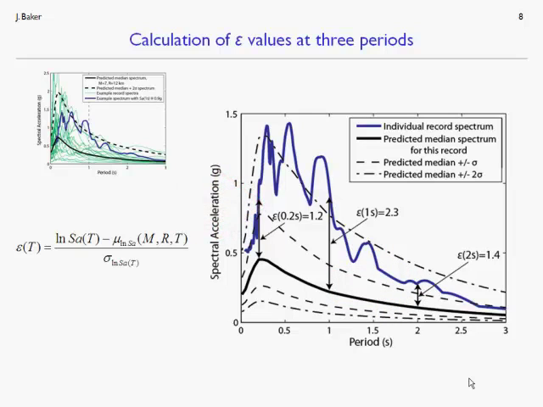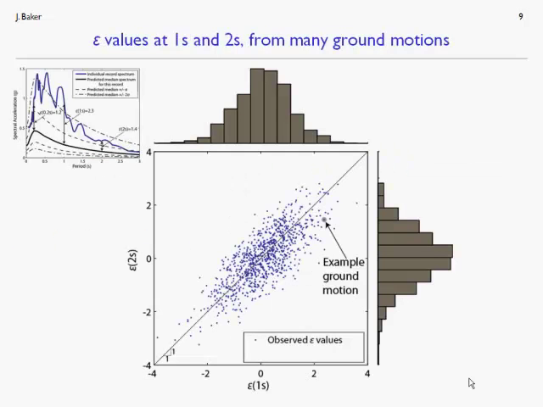We could do the same calculation with a large library of ground motions. So I did that with several hundred ground motions. And here's a plot of what things look like. For this big library of ground motions, I have a plot here of, on the x-axis, epsilon values at 1 second, and on the y-axis, epsilon values at 2 seconds. And each point in this plot is the observation from one particular ground motion.